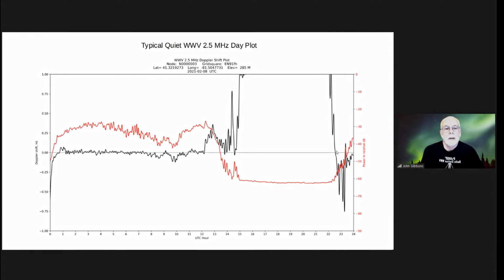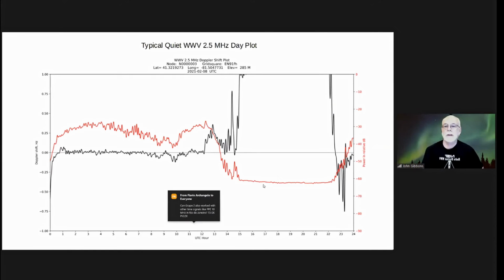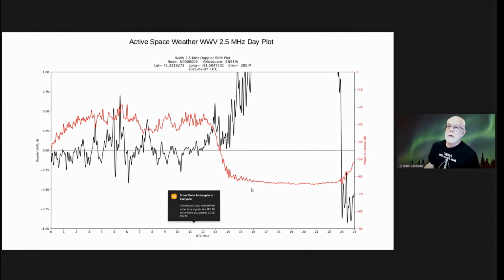The layer expands up in distance and we get a downshift in frequency here. So that's a typical fingerprint of what the 2.5 megahertz looks like on a quiet day. To get a little bit noisier day, you can see during the evening when the signal strength is very strong, we're getting a good signal.